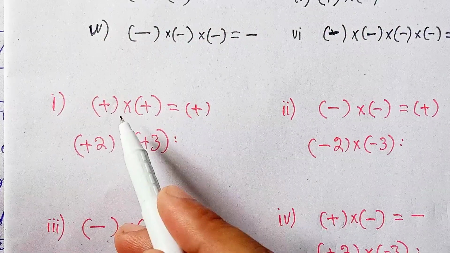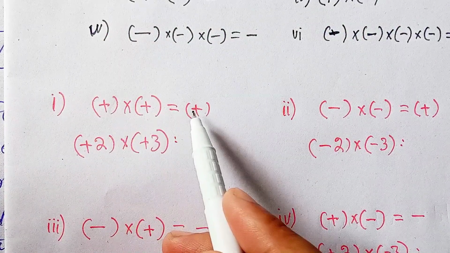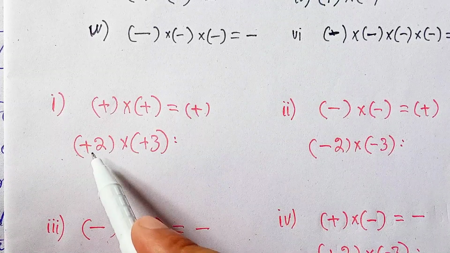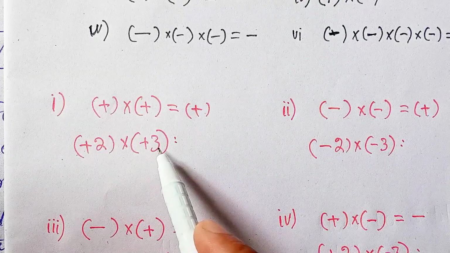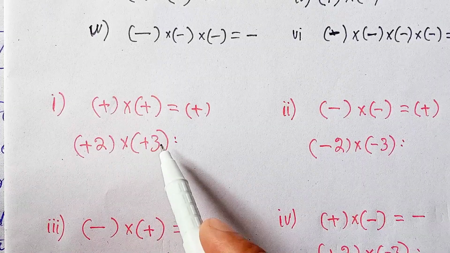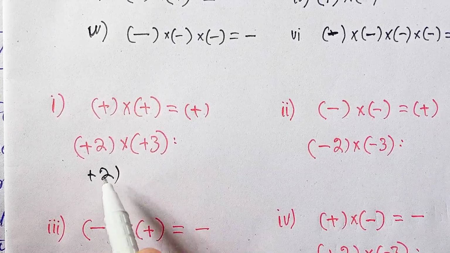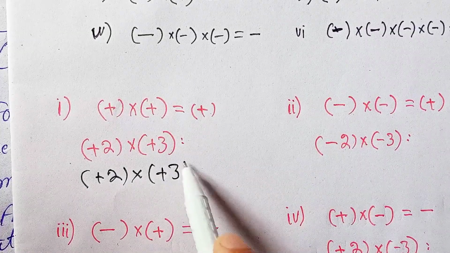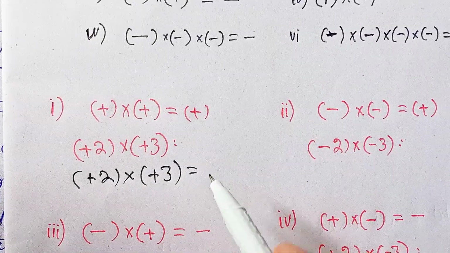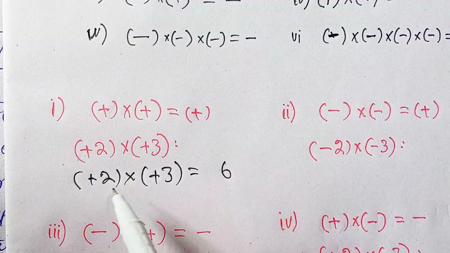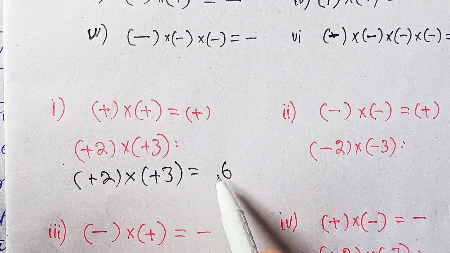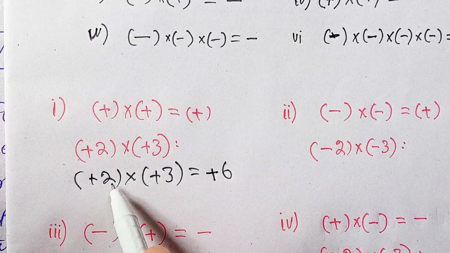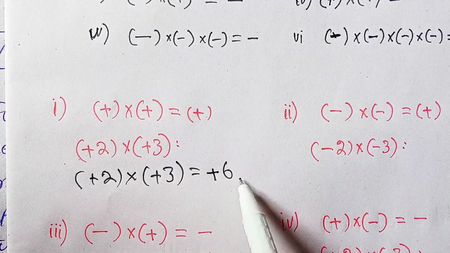First of all, we are going to multiply a positive integer with a positive integer, which will result in a positive integer. For example, positive 2 times positive 3. Positive 2 multiplied by positive 3 equals, as 2 times 3 is 6, and both of the integers have positive sign, so we will put a positive sign before the final answer. So positive 2 times positive 3 equals positive 6.